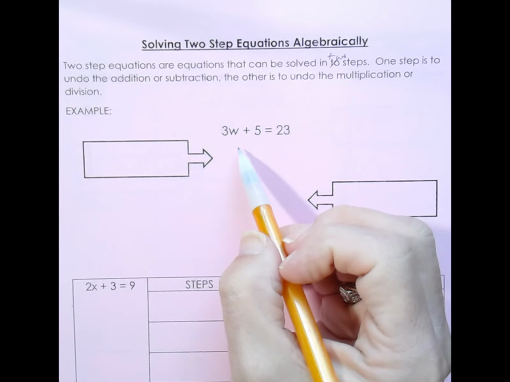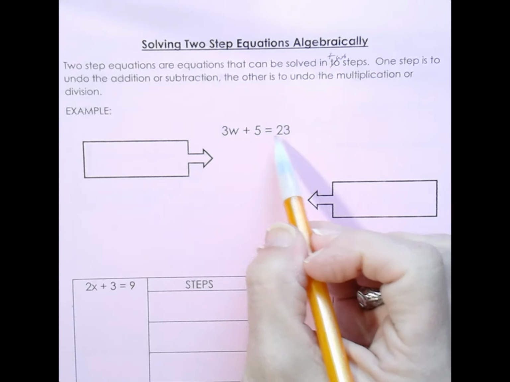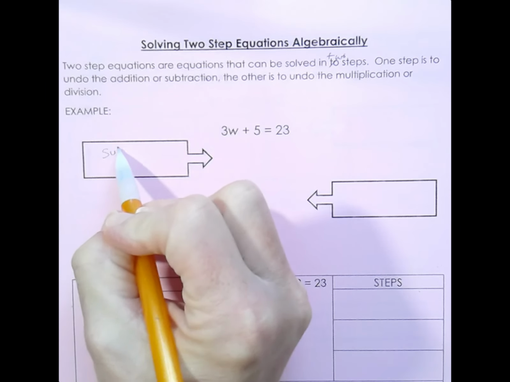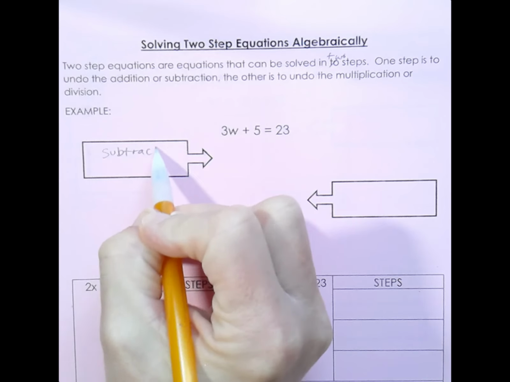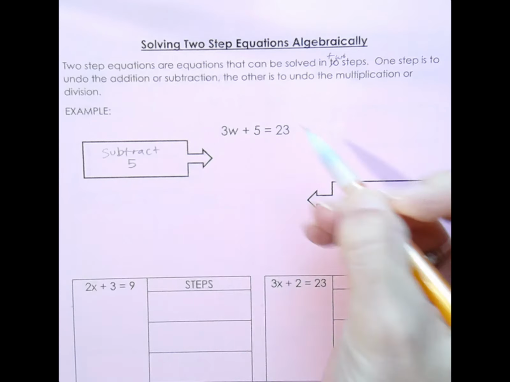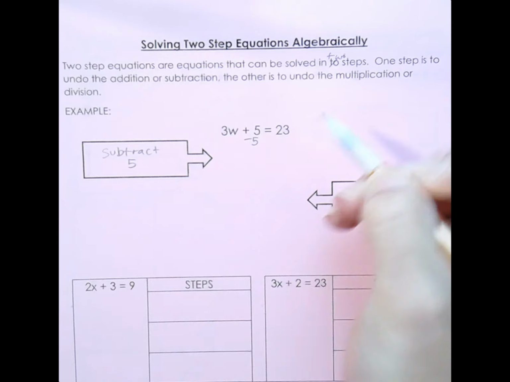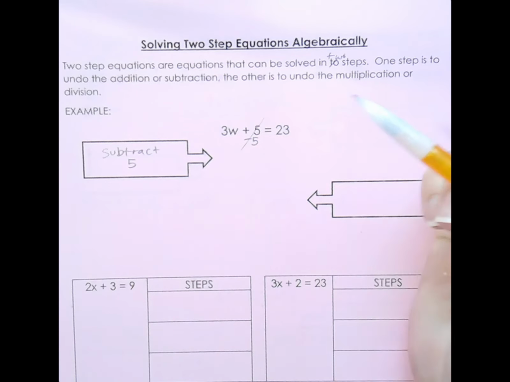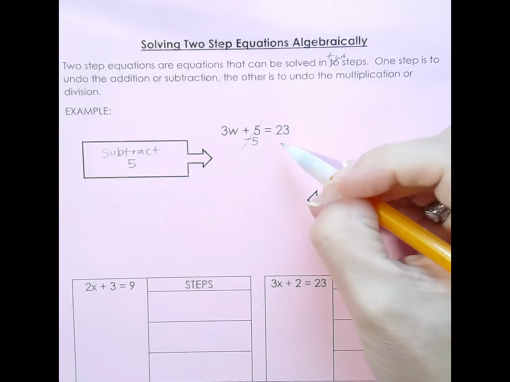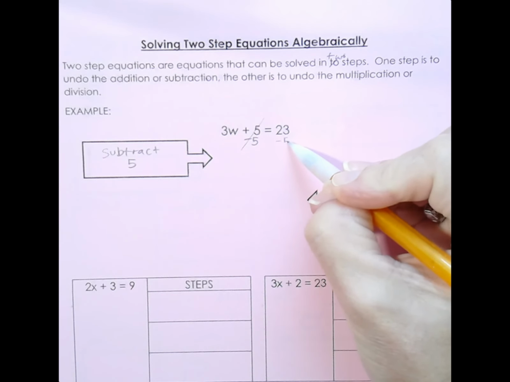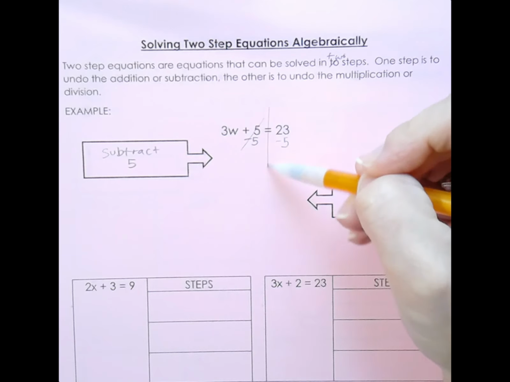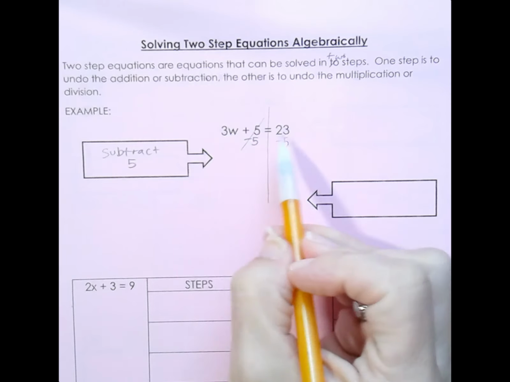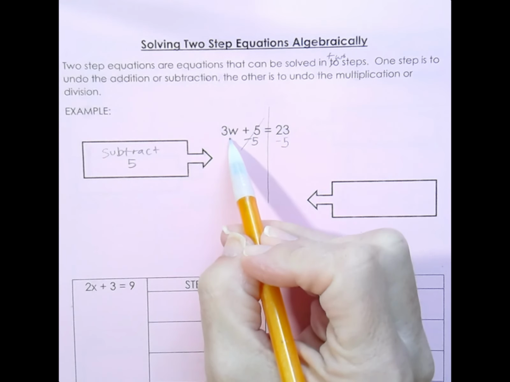So if we look at this example, 3w plus 5 equals 23, our first step, we want to get rid of the plus 5. So we're going to subtract 5 first. Remember, the reason we do that is because this is a zero pair that makes 0 and gets rid of it, but we always have to do the same thing to both sides of the equation, and the equal sign is what divides it into two sides. So let's see what we have so far. That's step 1. We now bring everything down.